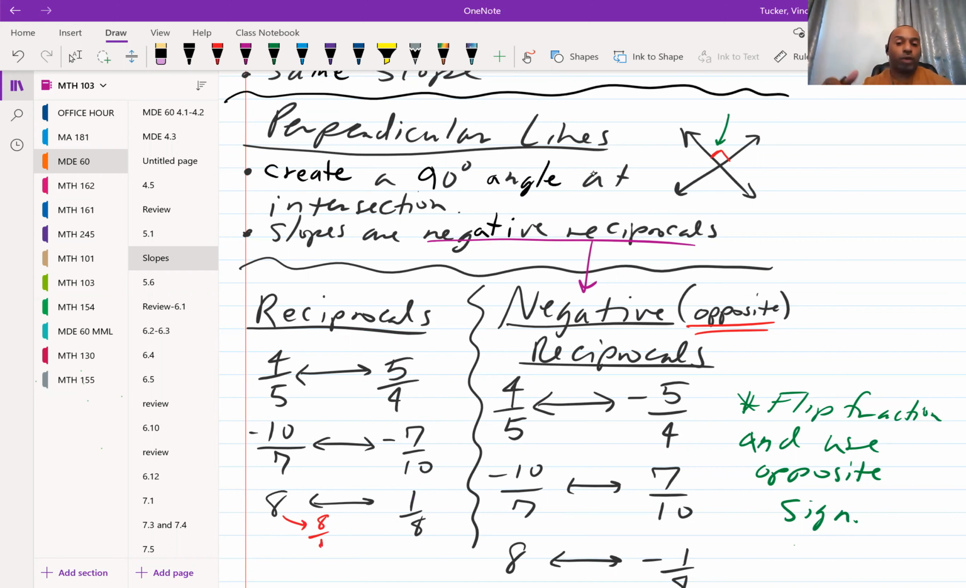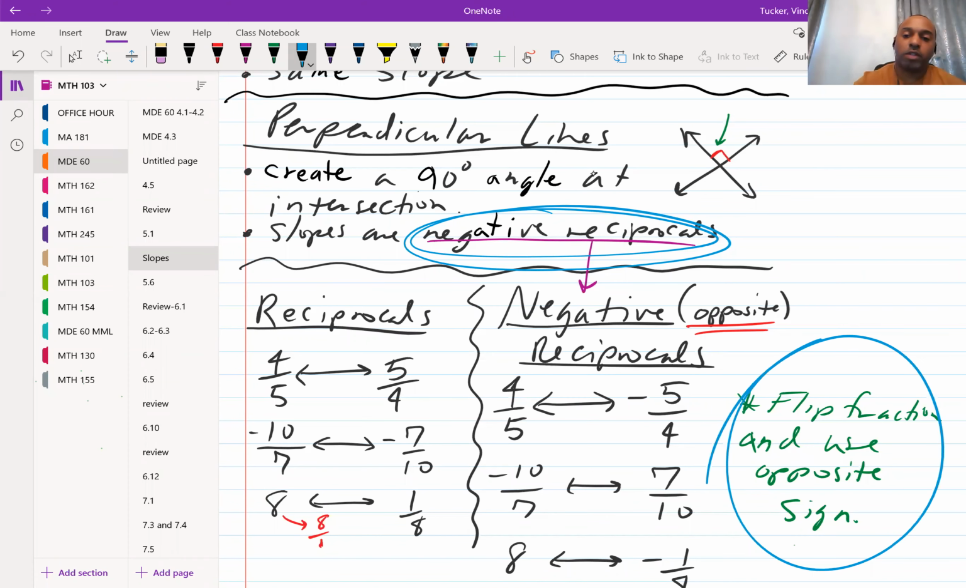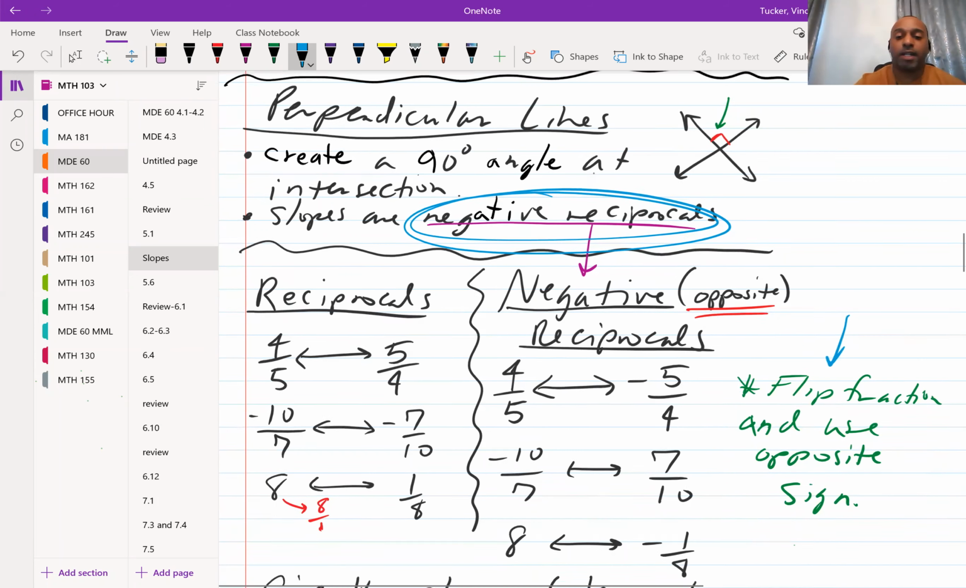And then 8 and 1/8 are reciprocals of each other. But what we want are negative reciprocals. So negative reciprocals mathematically means negative means opposite. So that means we're going to flip the fraction and use the opposite sign. So that's why I wrote right here in the green. Going to flip the fraction and use the opposite sign.